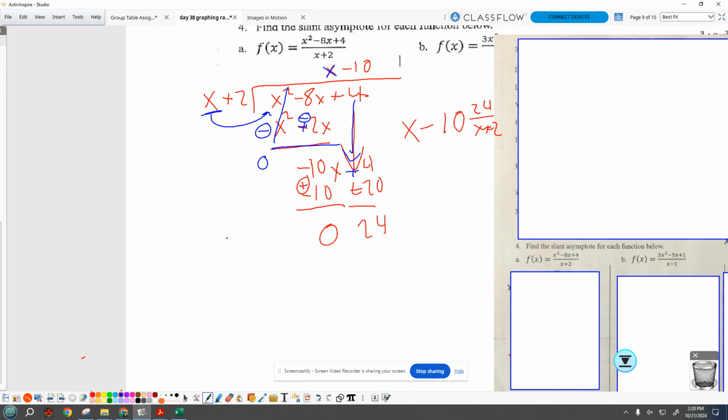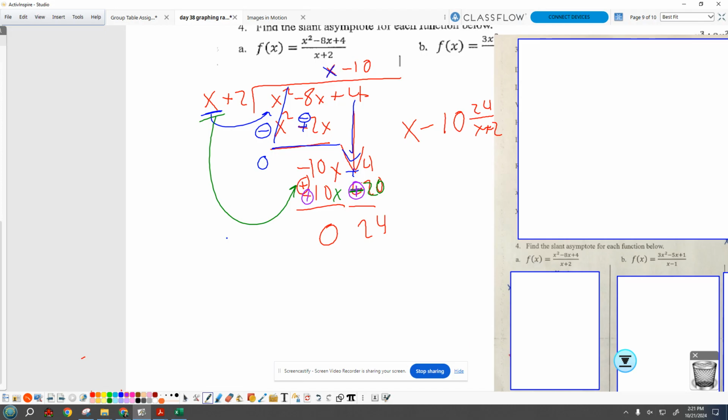Then the next question is, how many times does x go into negative 10x? Negative 10 times. Negative 10 times x is negative 10x. Negative 10 times 2 is negative 20. And then again, my convention, change the sign and circle it like he did here. Change the sign and circle it like he didn't do there. Adding down, that's a 0. 4 plus 20 is 24.